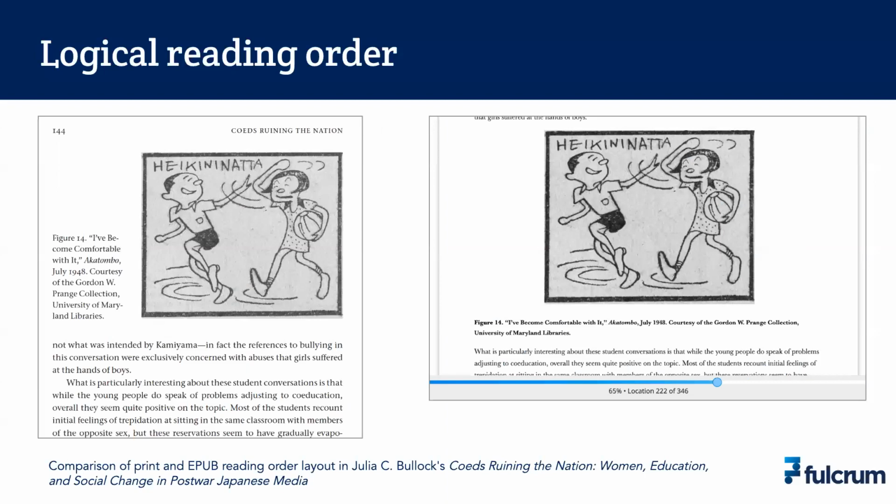Right. So another aspect of an accessible book, and this really can be applied to not just EPUB but any sort of accessible digital content, is having a logical reading order within that content. So the examples that you're looking at here on the left, you see a page from a printed version of Coed's Ruining the Nation by Julia Bullock, one of our titles. And on the right is the EPUB version.